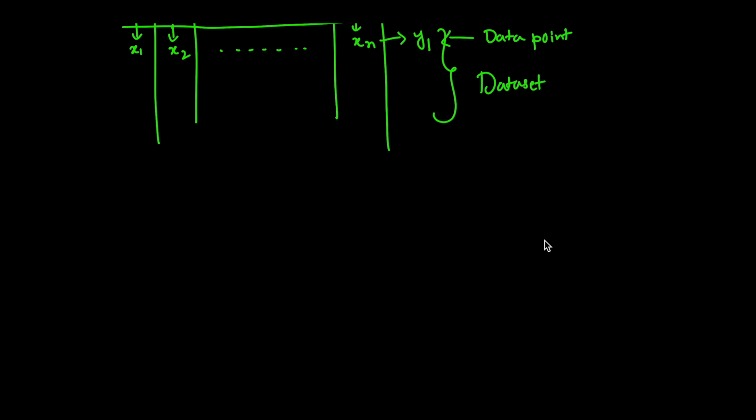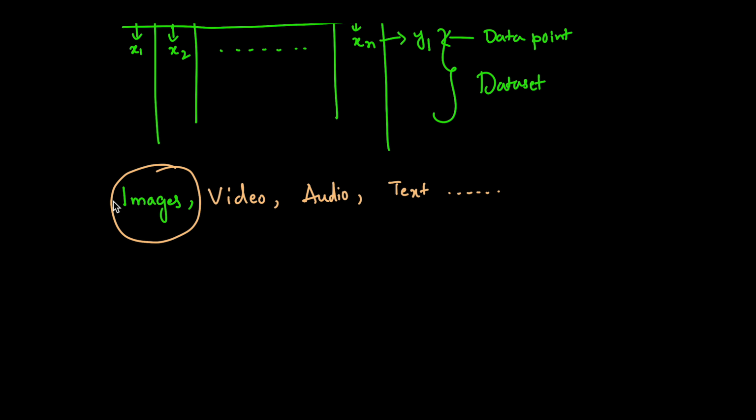But if you see some real-time problems, there are so many other kinds of problems as well, right? Where you might need to deal with images, or sometimes you might need to deal with video, or audio, or pure text. So there are so many other forms of data. We are very interested in image data in this particular video. So let's try to explore images from now.